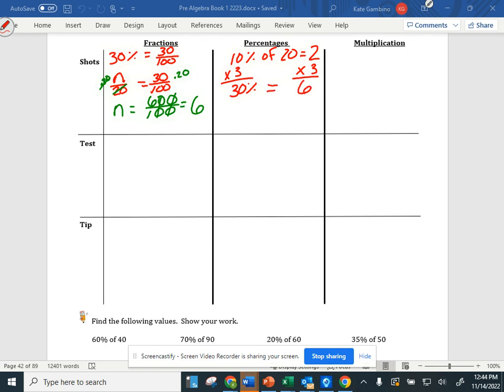So 30% equals that 6. Same answer. We went about a completely different way of finding it, but we get the same answer.